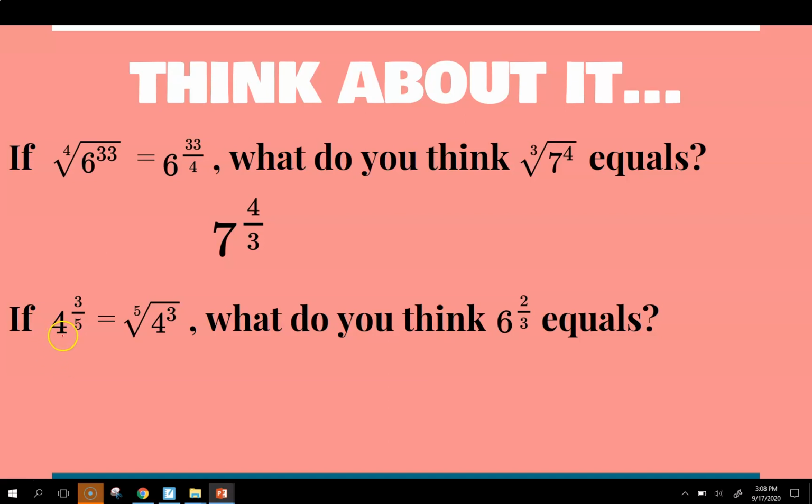If 4 raised to the exponent of 3 over 5 equals the fifth root of 4 to the power of 3, what do you think 6 raised to the power of 2 over 3 equals? Again, I'm going to wait and let you think about it.